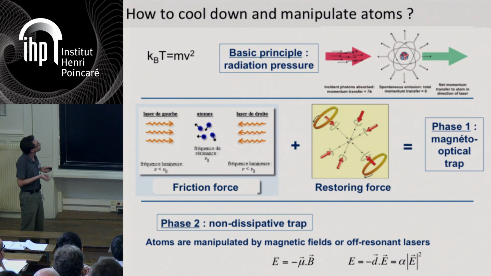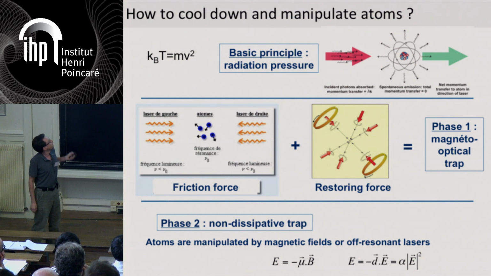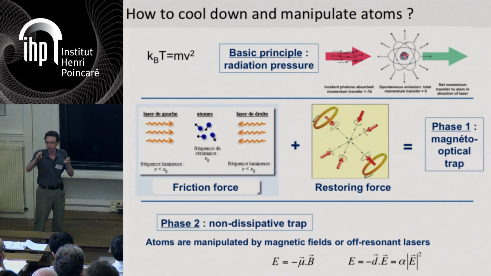So this is how you create a friction force, but because it involves the Doppler effect, the net force in the end is proportional to the velocity of the atom, so this is the equivalent of a friction force. And this is not enough. To trap the atoms, you also need a restoring force, something that acts like a spring.